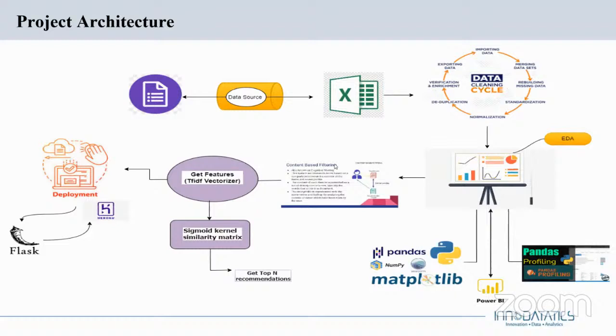involved importing data, then merging data sets, then rebuilding missing data, which involved imputation as well as dropping of missing data. Then we moved on to deduplication. We removed all the duplicates. Then we reduced the errors by removing punctuation and converting all the data into lower case.